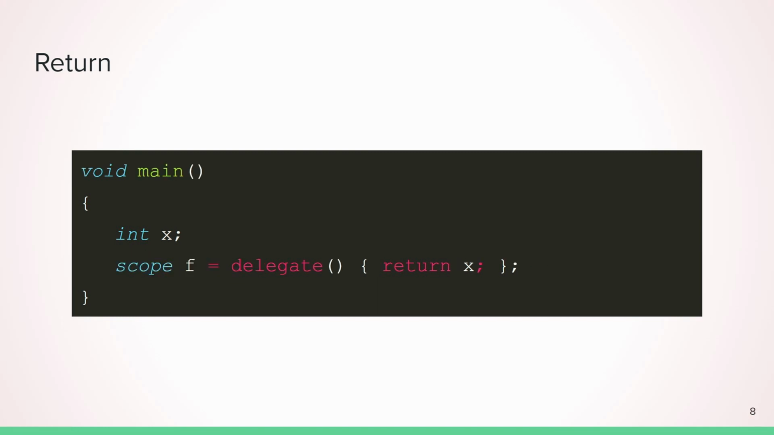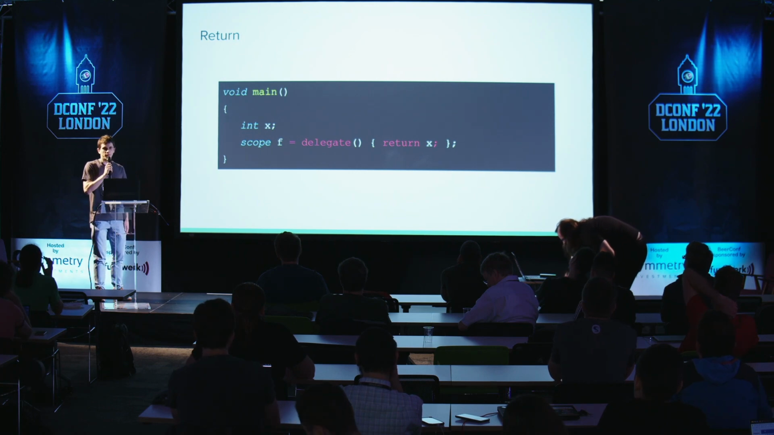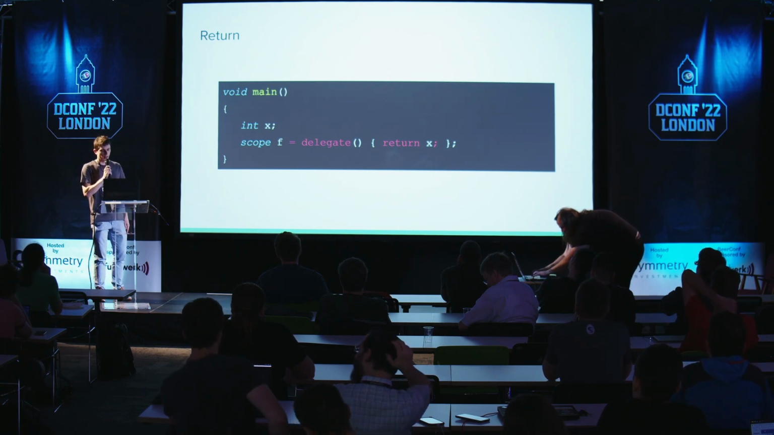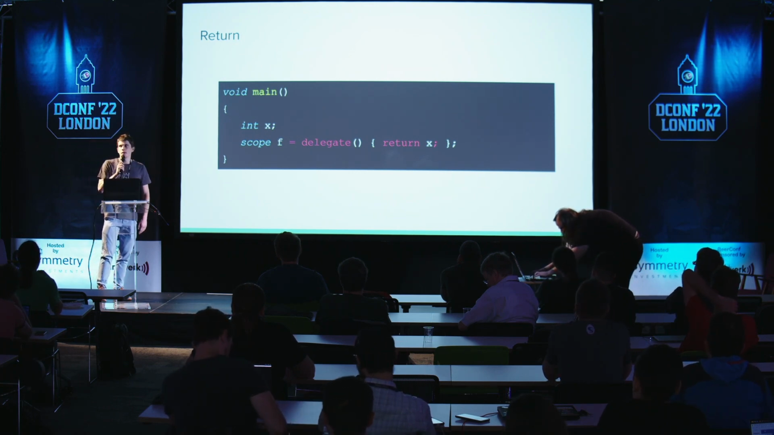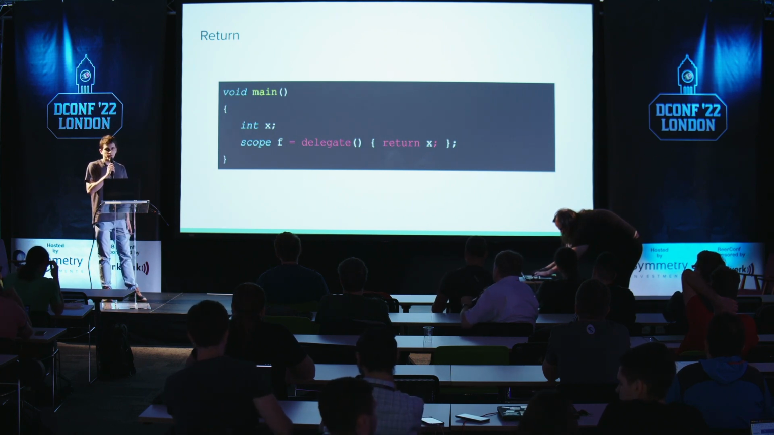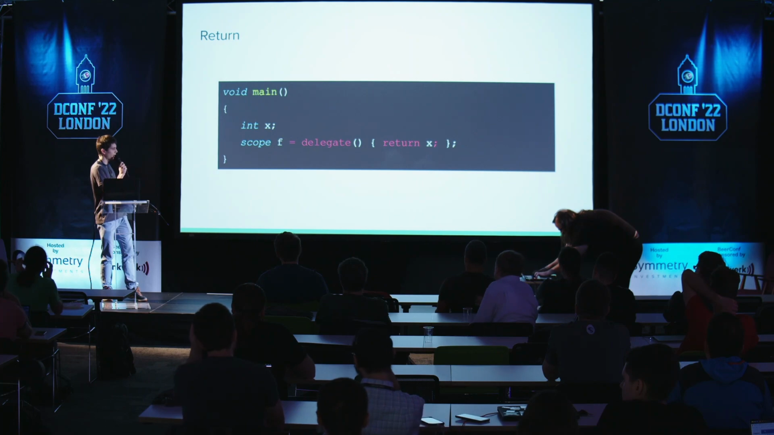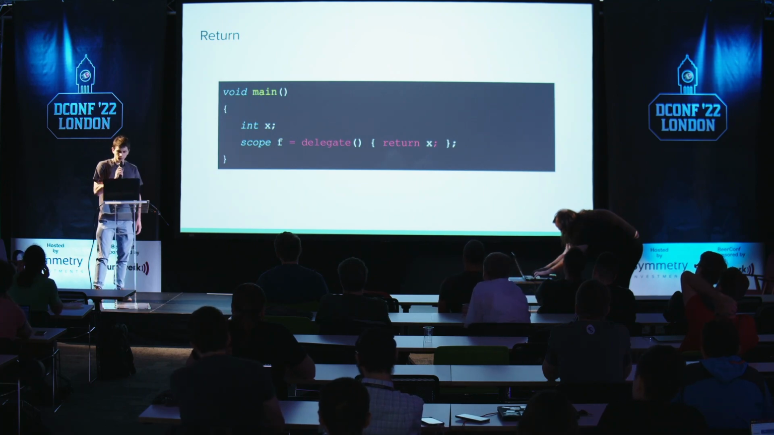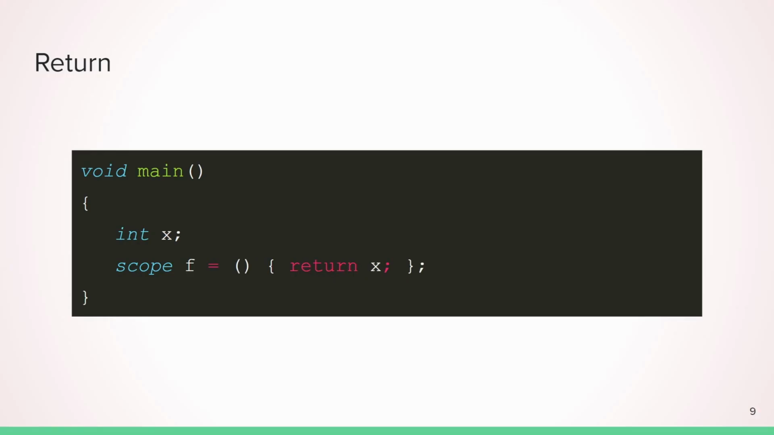Similar to member functions, there's also delegates, which if you take the address of a member function, you get a delegate. And you can also have a nested function, which also has a hidden pointer that instead of pointing to struct fields, points to the stack frame and the local variables on the stack frame. And you can omit the delegate keyword for shorter literals and also add return there.